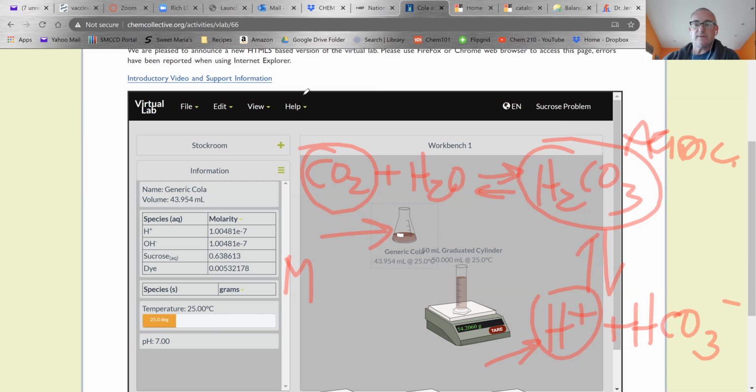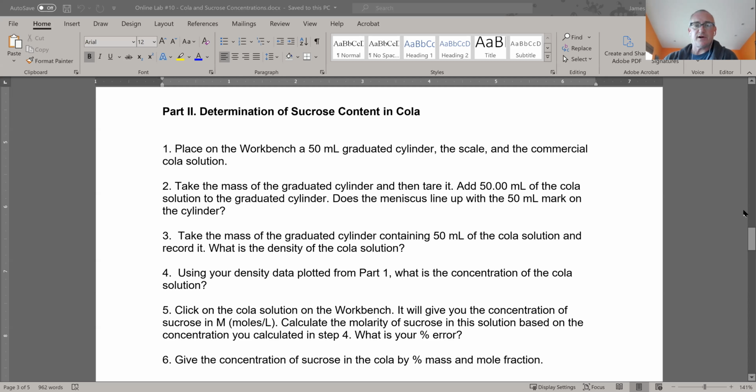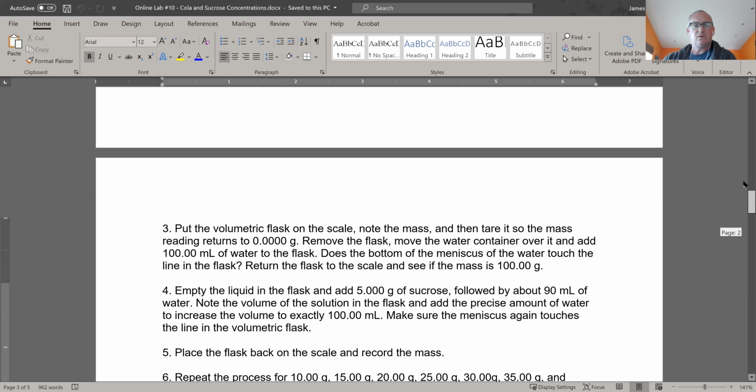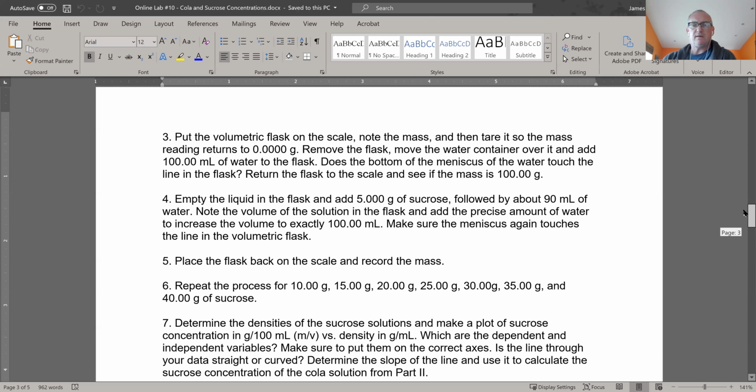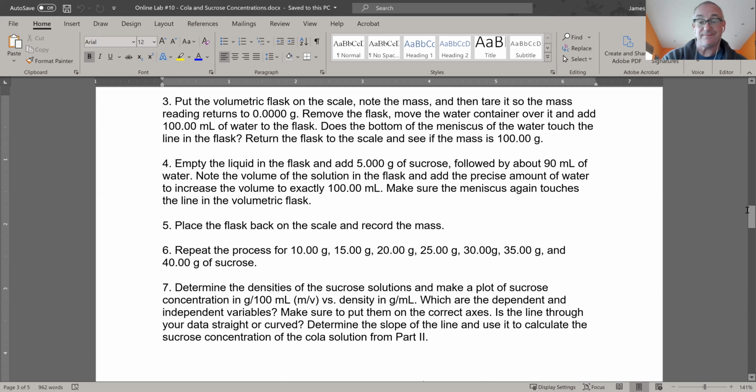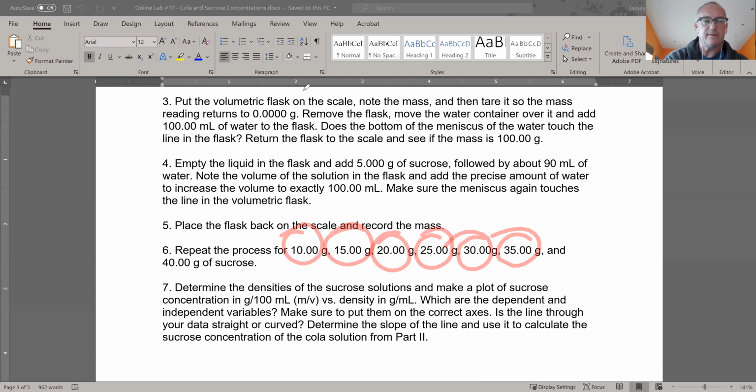So go back to make your standard curve, and that should be fairly straightforward. Let me go back to the online lab. So make your standard curve. Here are the ones to use. I gave you 5, so use 10, 15, 20, 25, 30, 35, 40.